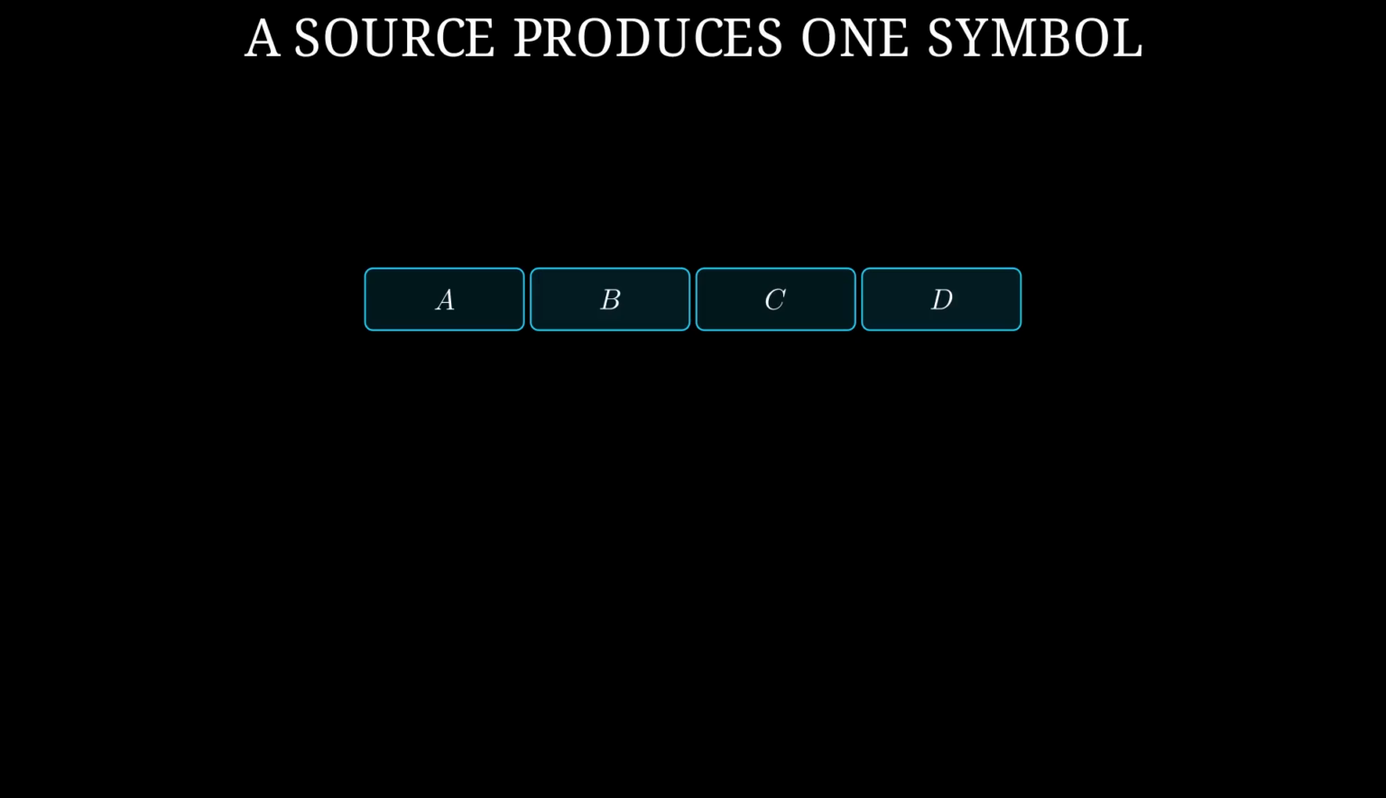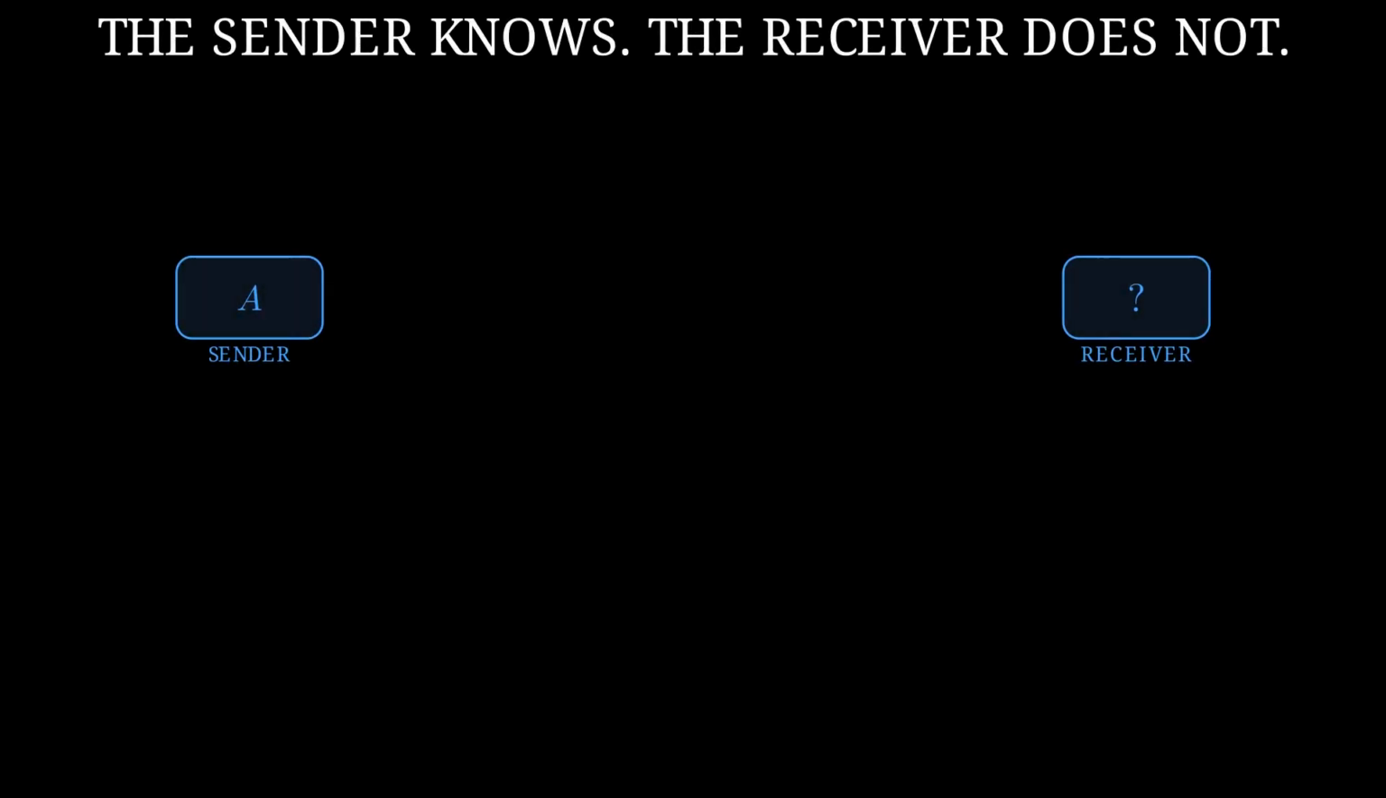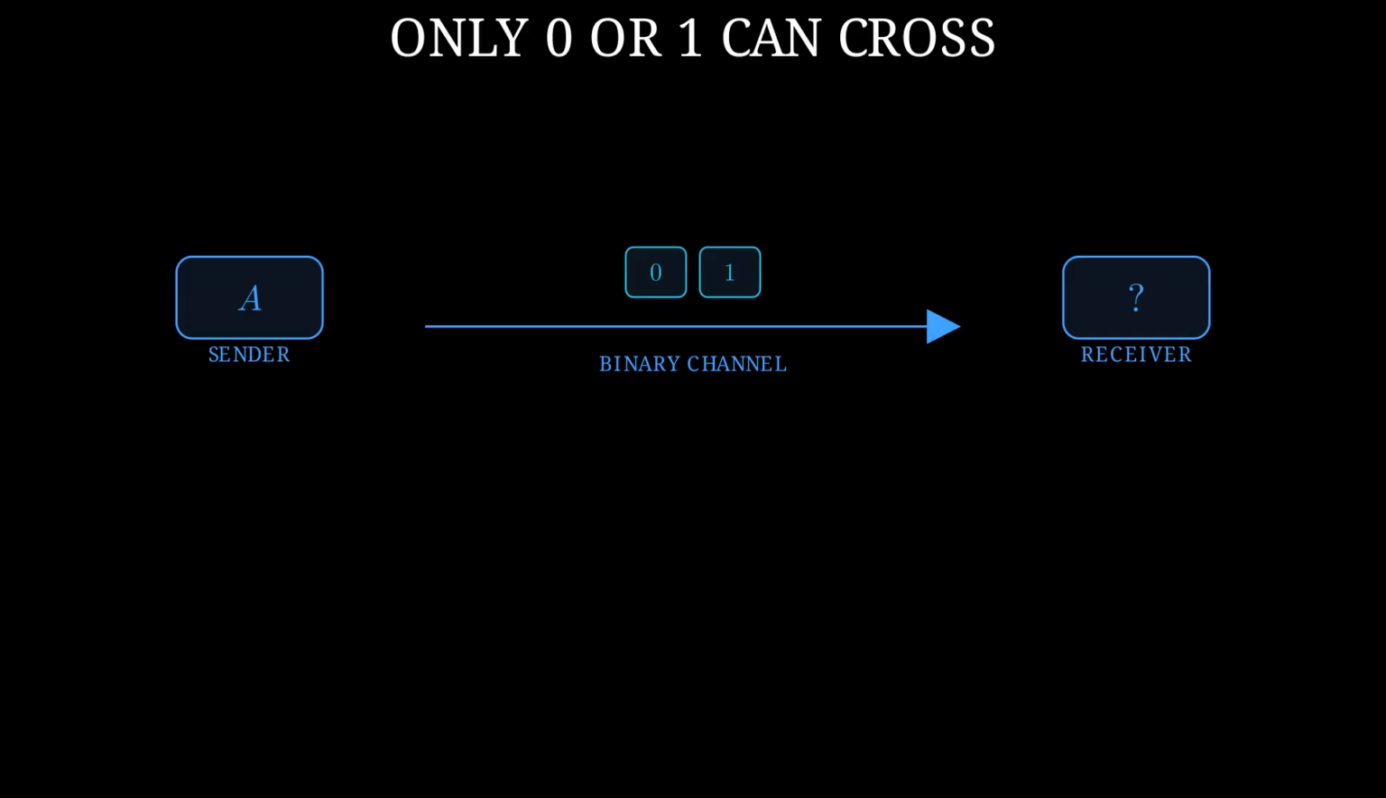A source produces one of four possible symbols. This time, it produces symbol A. The sender can see the result. The receiver knows the four possibilities, but not which one occurred. The sender must identify that symbol using only zeros and ones.